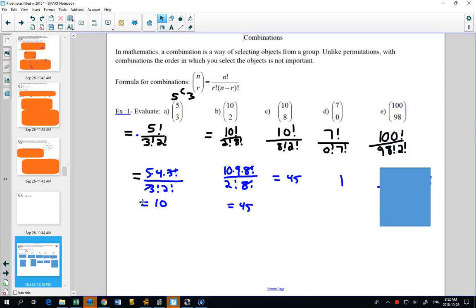And this one for mental math, once you see that you can expand the bigger one, which is biggest, 100, until you get to the 98, they'll cancel out. And you just have 100 times 99, 9900, divided by 2, 4950.